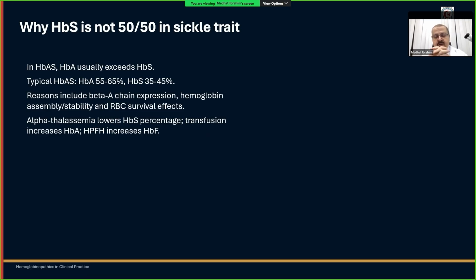Why is that? Because simply the alpha chain has a higher affinity to the beta chain rather than the S chain. So always keep in mind that if you find a discrepancy, it has to be interpreted with caution. We also have, if the patient has a coexistent inheritance of alpha thalassemia trait, it even lowers the hemoglobin S to less than 30%. And I will show you real cases about that as well.